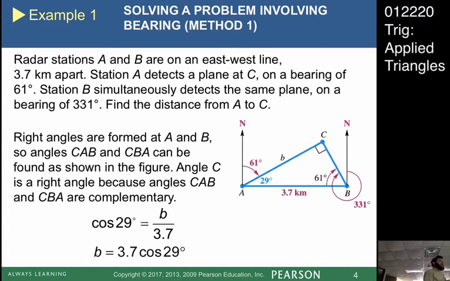Who's going to do the sine? What did you get for sine? So you type in 61 and then you hit sine, right? Yeah, so 0.8746 times 3.7 is 3.23609. Okay, that's good, 3.26. Now what about this one? Cosine 29 times 3.7.